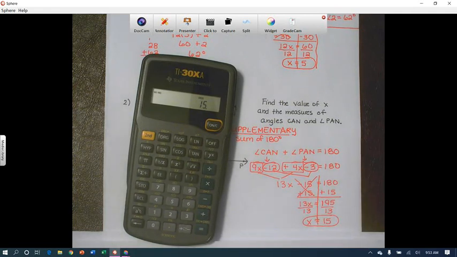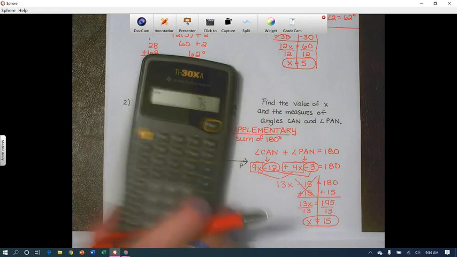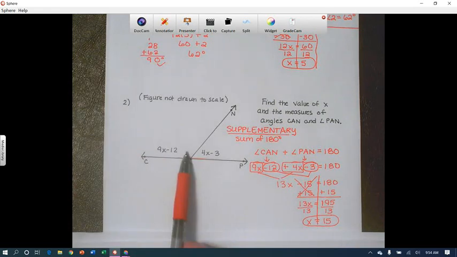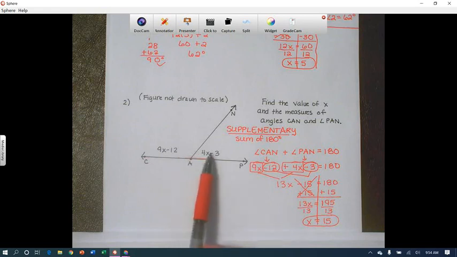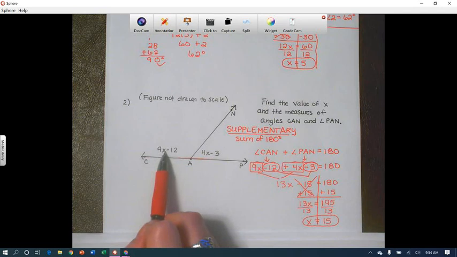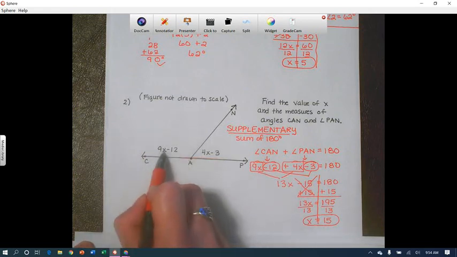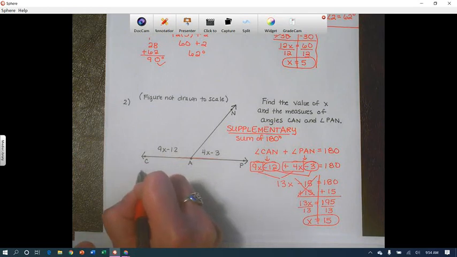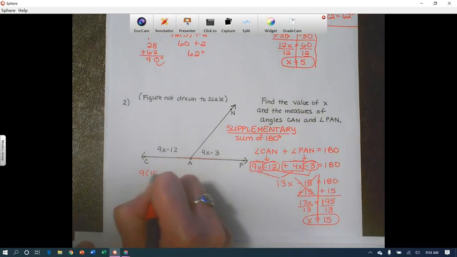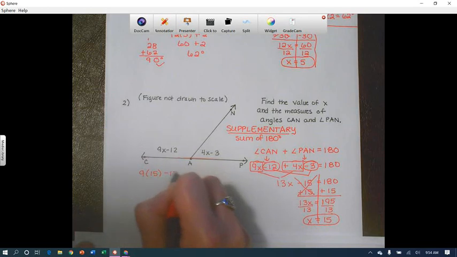So that's only part of my answer. That does not mean that this angle measures 15 degrees or this angle measures 15 degrees. I have to substitute this value now of 15 in for x for both of these angles. Let's do angle CAN first. So I have 9x minus 12. This means 9 times x. 9 times 15 minus 12.